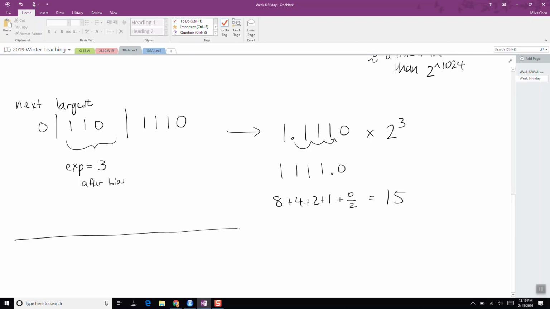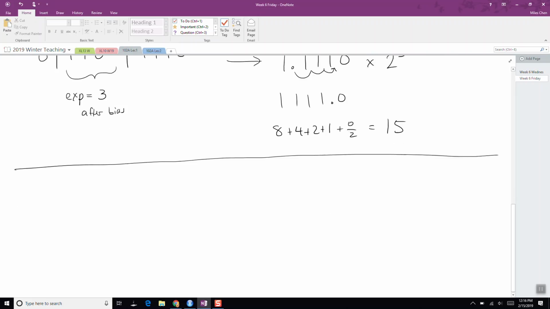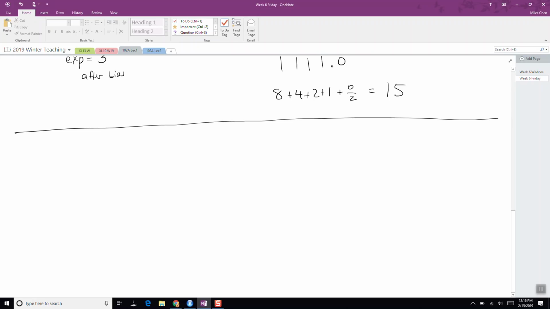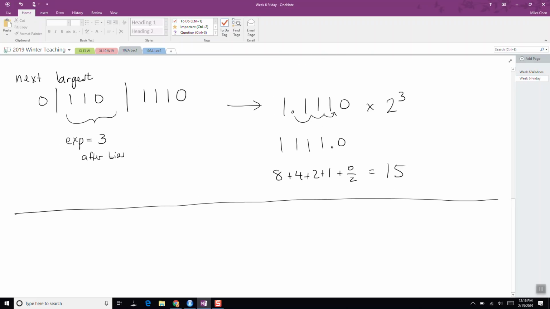So that's what we have on the large side. On the small side, we run into a problem. One of the things we specified is that for the mantissa, we're always going to assume it has a leading 1. And if we always assume that the mantissa has a leading 1, then we have no way to represent 0.